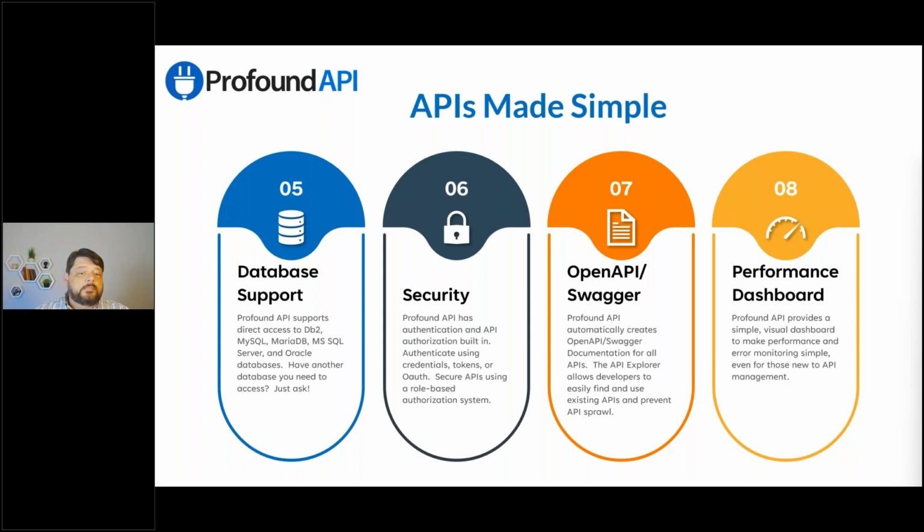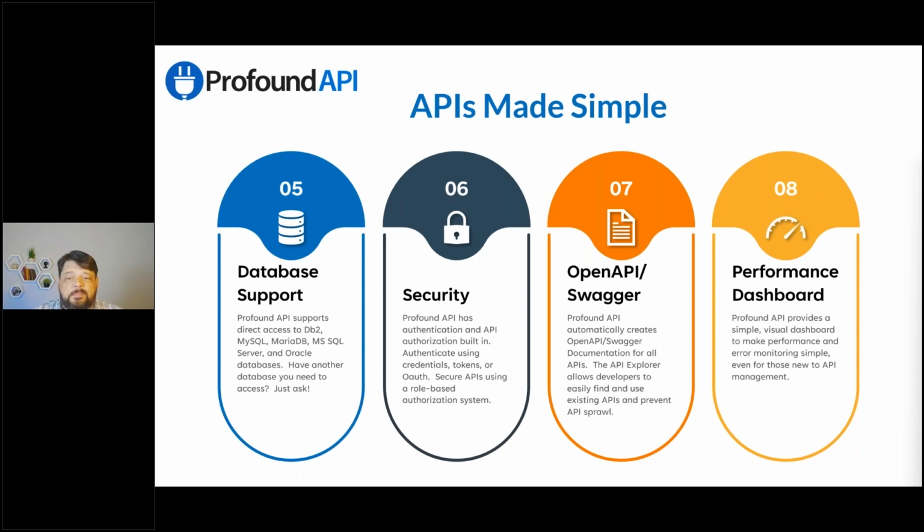From a security standpoint, Profound API already has authentication and authorization built in. You can authenticate using IBM i credentials if you want. You can also use things like API tokens or even OAuth to identify yourself as a valid user to the API system. And then within the API system, once you are authenticated, there is a role-based authorization system where you can control who can access what APIs, all the way down to individual API route levels.